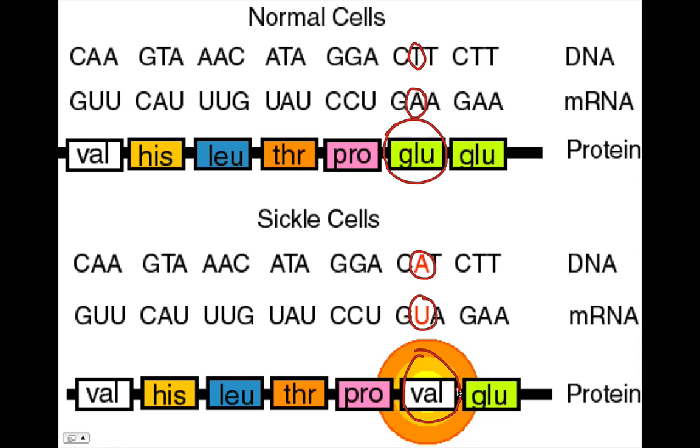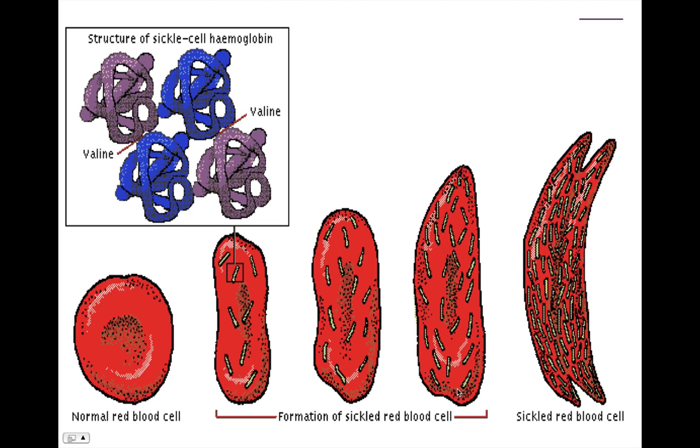Now what that will do, if we look at the overall phenotype, the overall way that our red blood cell looks: normal, red, biconcave disc. But in the case of hemoglobin that's built with valine, we see these long proteins, and these long proteins are going to stretch out the shape of the red blood cell and have it become a sickle cell, an elongated RBC.